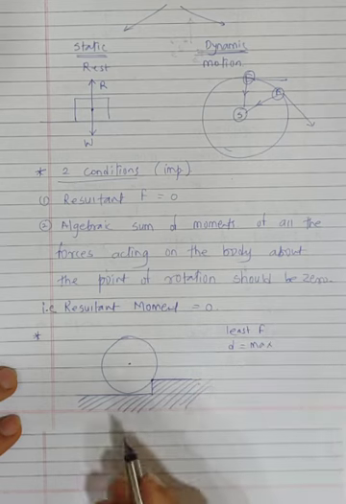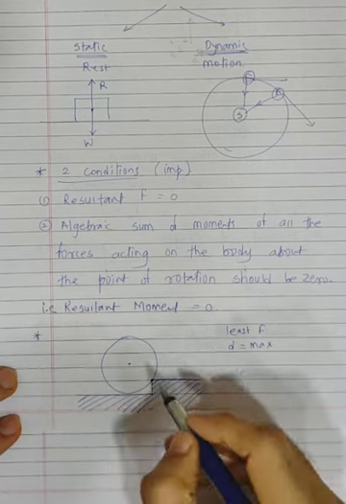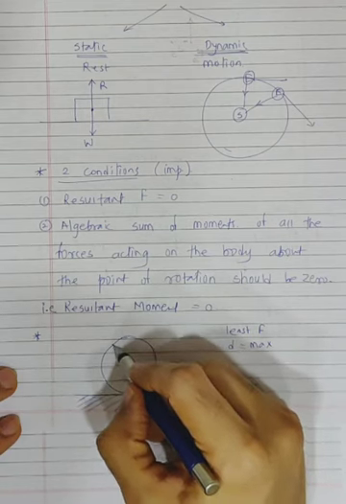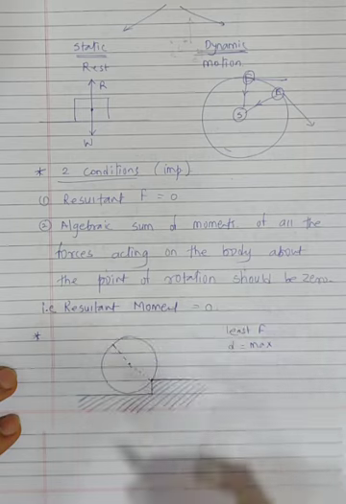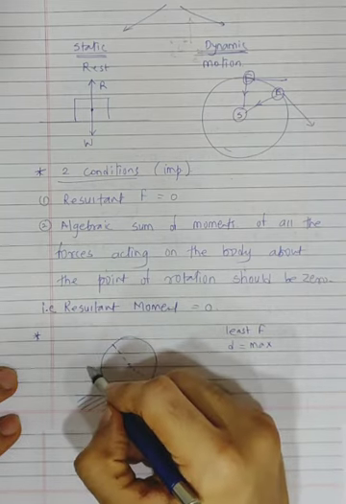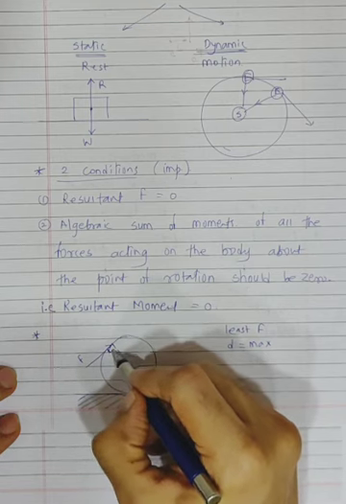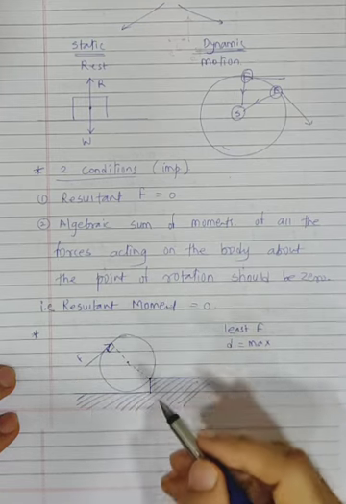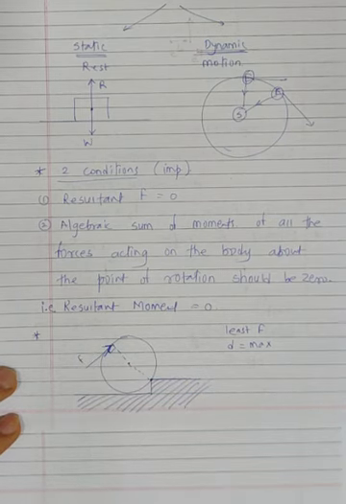Maximum from where I'm applying the force. What is the maximum distance from the fulcrum? That will be the diameter, because in a circle, diameter is the longest chord. So I must apply the force here across the diameter. Only then I'll be able to lift it with the least force onto the platform.